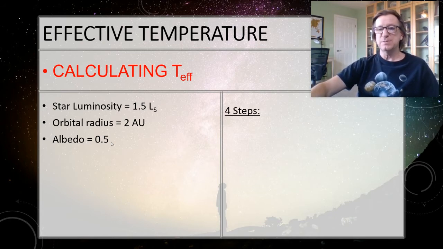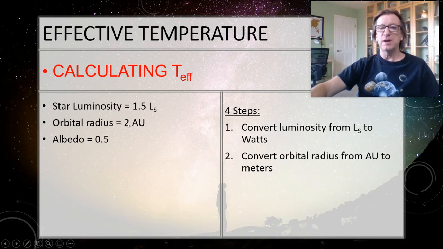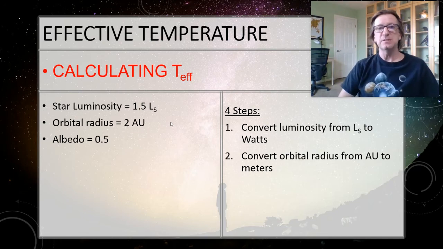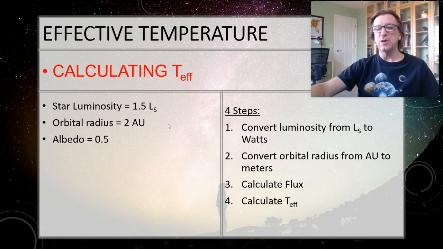So we've got 4 steps that we're going to do here. I'm just going to outline them first, and then we're going to go through them one by one. We're going to convert the luminosity from solar luminosities to watts. Then we're going to convert our orbital radius from AU to meters. Don't forget to do that. That is the place that most students mess up. Do your conversions before you try putting it in the formula, or you will get the wrong answer, guaranteed. After you've done that, we're going to get those 2 numbers. You put them into the flux equation, and you're able to calculate the flux. Once you've got the flux, you put that in with the albedo, and you've got the effective temperature.